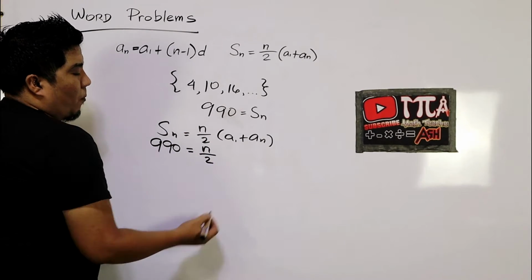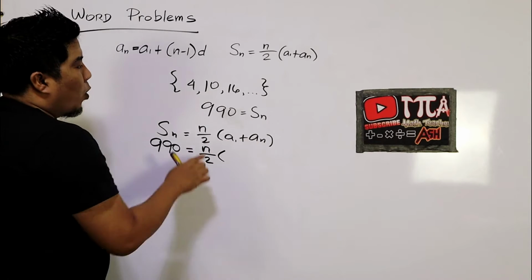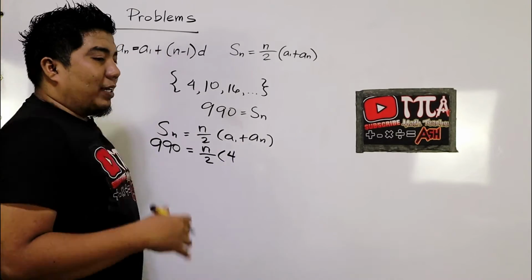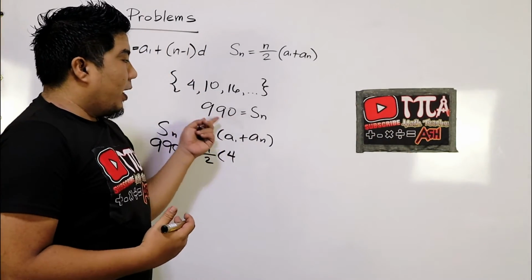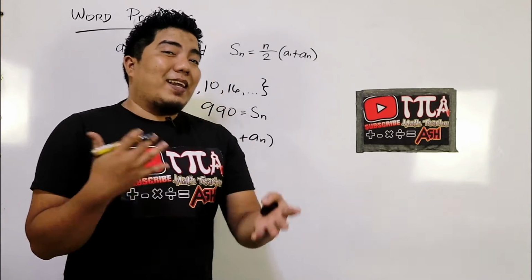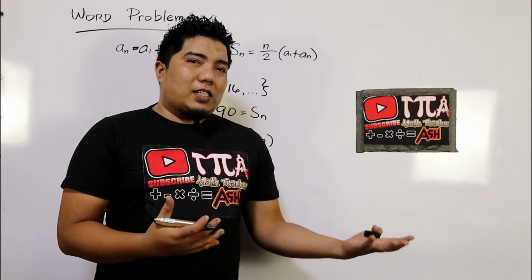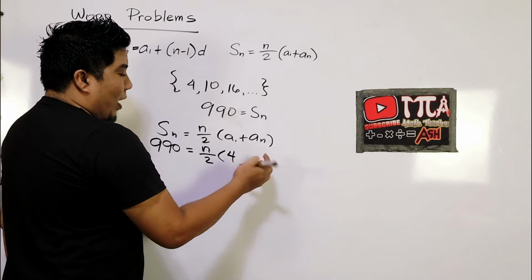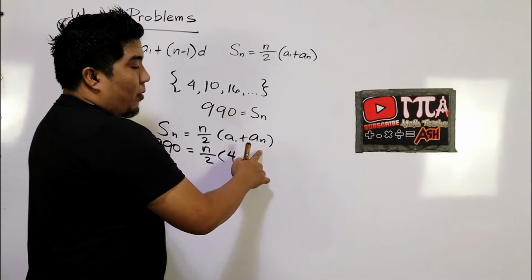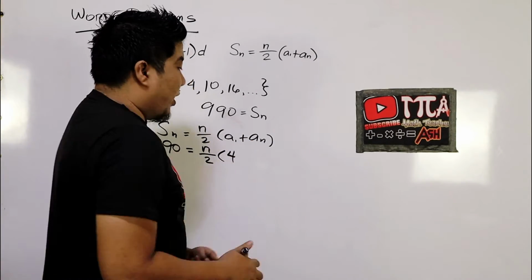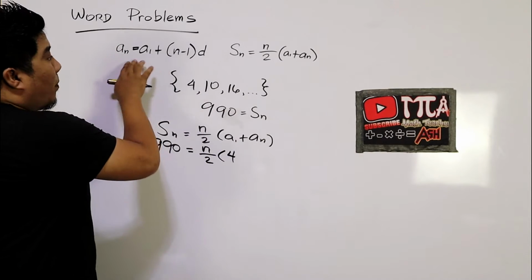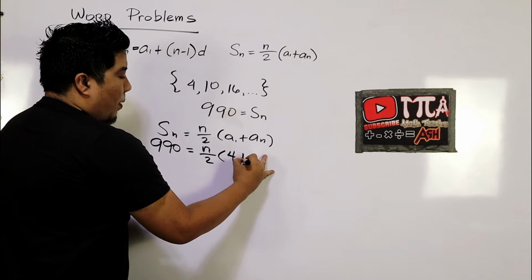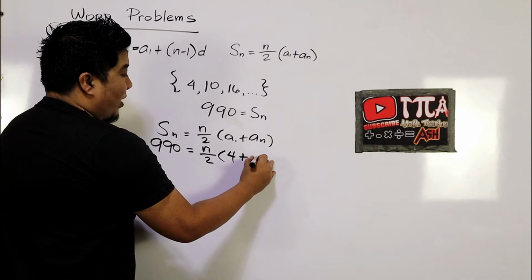So that is n over 2. Now, for a sub 1, we have the first term here as 4. However, a sub n, or the last term needed for this to give 990 as the arithmetic series, we still don't know yet. So how do we do this, to have one variable here and another variable here? What we need to consider is to change our a sub n by another formula, which is this one, plus a sub 1, that is 4.